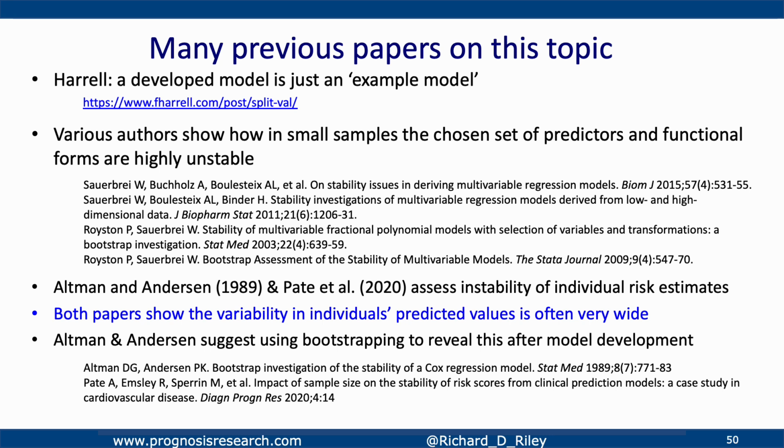This is not a new idea. Frank Harrell has repeatedly talked about how a developed model is just an example model. Willi Sauerbrei and Patrick Royston over the years have shown repeatedly that in small samples, different sets of predictors, different functional forms, different linear and non-linear trends are identified. And Doug Altman again leading the way back in 1989, and more recently Alexander Pate et al. show instability of individual risk estimates, and that variability in individuals' predicted estimates are often very wide across these different hypothetical models. And we can gauge an insight into these hypothetical models by bootstrapping.